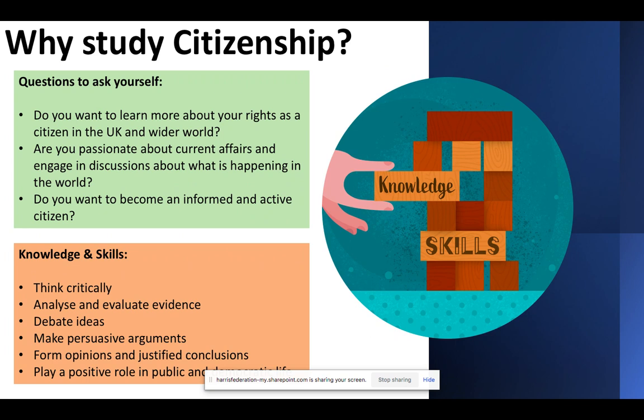So, why study citizenship? You may ask yourself, do you want to learn more about your rights as a citizen in the UK and the wider world? Are you passionate about current affairs and engage in discussions about what's happening in the world? And do you want to become a more informed and active citizen? Knowledge and skills that you'll develop throughout your study of citizenship include the ability to think critically, analyse and evaluate evidence from sources, debate ideas, make persuasive arguments, form opinions and justify conclusions, and play a positive role in public life.